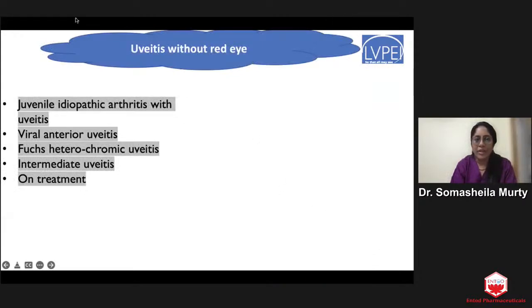So we talked about red eye. We said that red eye means that it's kind of going to be uveitis. But we know also that you can have uveitis without red eye, the white eye uveitis. The classic case where you have that is JIA. So in juvenile idiopathic arthritis, there is a very high association with uveitis.